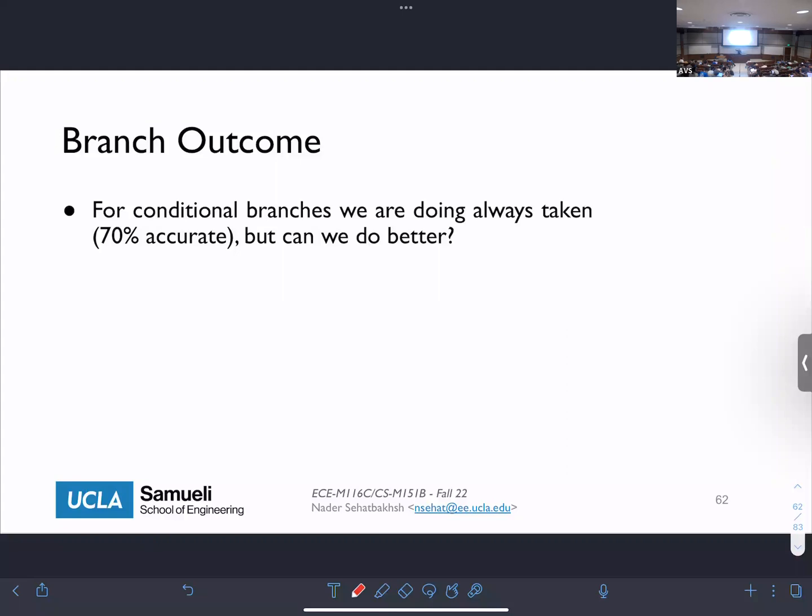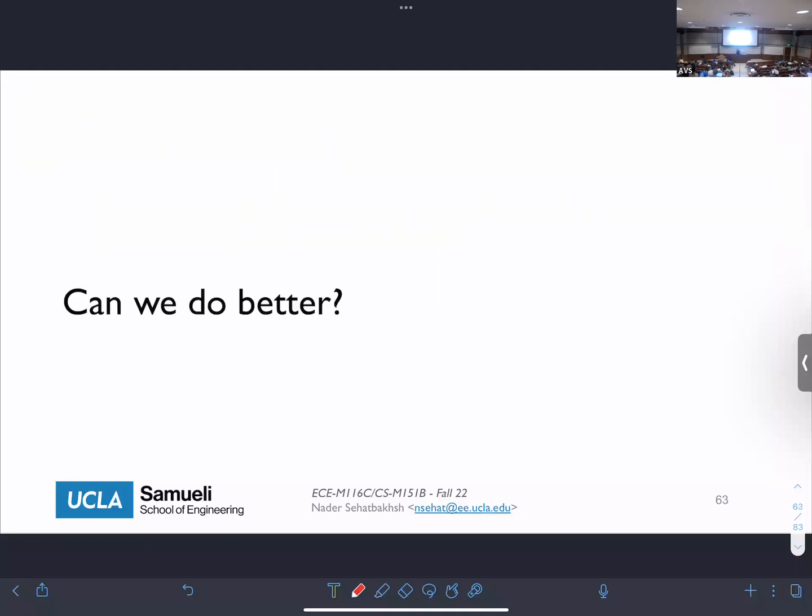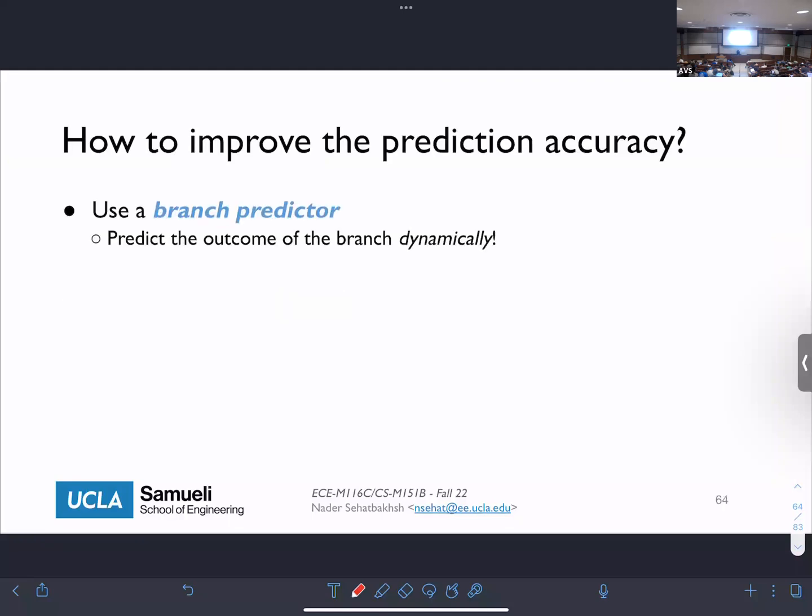So again, going back to our design, we said that from not taken to taken, we are improving from 30% to 70%. But the question that we always ask is, can we do better? Can we move this 70% to 90%, and to close to 100%?